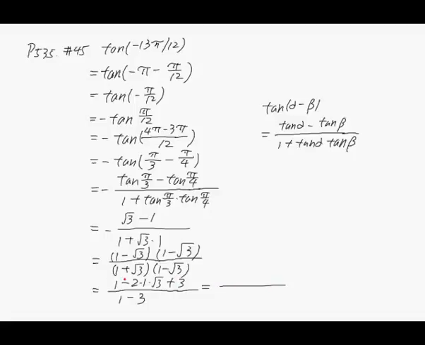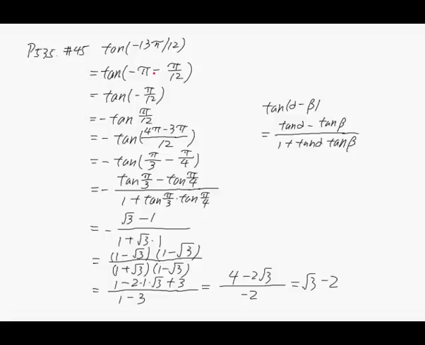So you have 1 plus 3, 4, minus 2 times root of 3, and divided by -2, right? So now you divide each term of the numerator by -2. You divide this guy by -2, you have the root of 3. You divide this 4 by -2, you have the -2. Here I switch these two terms. I put this first and put this second. So finally, you have the root of 3 minus 2, and this is the value of the tangent of -13 pi over 12.